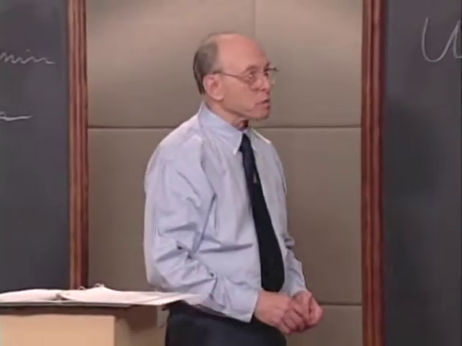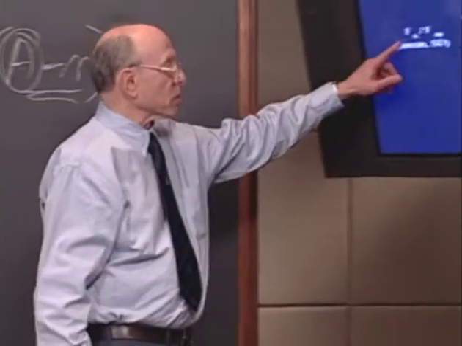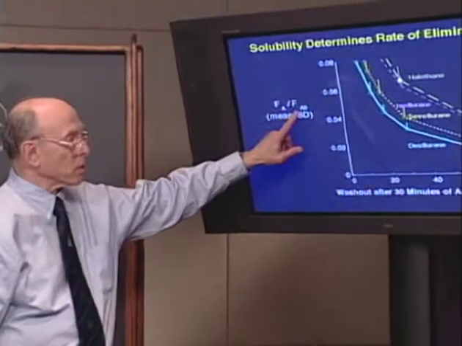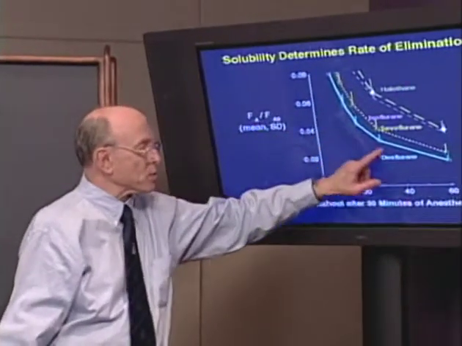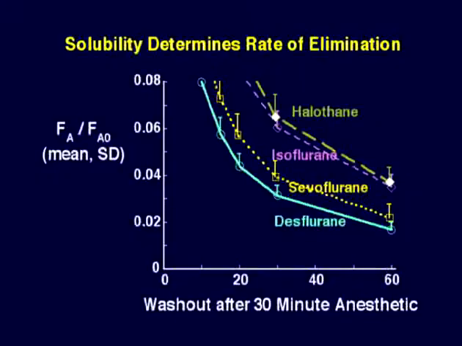Solubility determines the rate of elimination. And for the most part, this is what you would predict. The alveolar concentration during elimination, the FA, relative to the last alveolar concentration during anesthesia, the FAO, shows the most rapid decrease with desflurane, next most rapid with sevoflurane, then isoflurane, and so forth. And we would predict, if elimination is the only factor, that recovery should be most rapid with which anesthetic? And next most rapid? Iso. Okay.